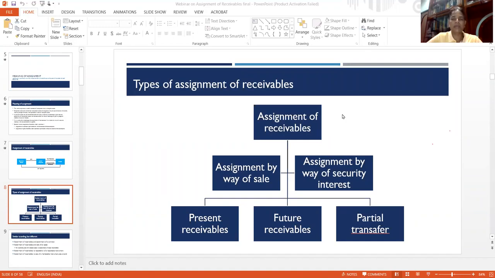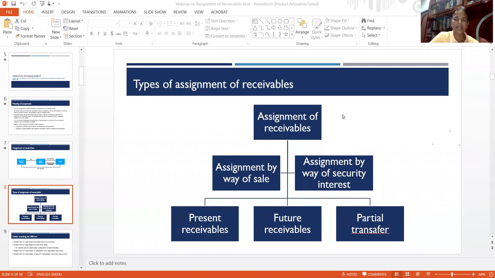So I said we can do an assignment by way of security interest as well. Assignment does not necessarily mean a sale. Assignment could also be done for the sake of creating security. That would mean here the assignee is not a buyer. The assignee is simply a charge holder. The assignee simply has a charge on the receivables, right? The assignee is not a buyer. So that's also a possibility. I can create assignment by way of security interest.